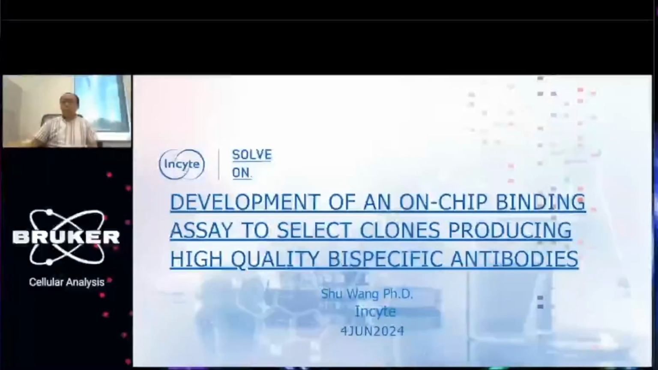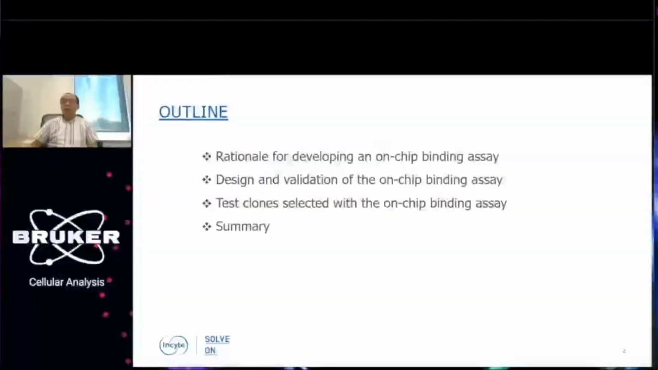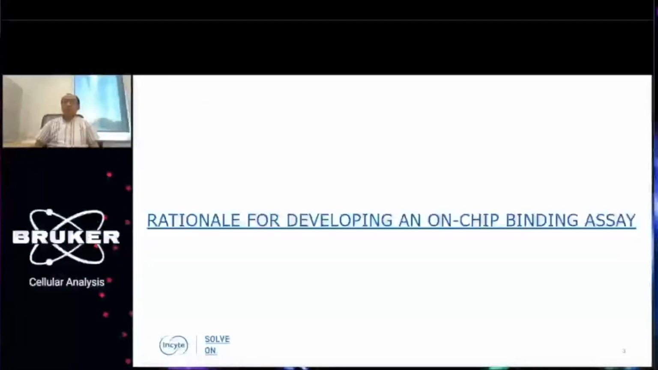Let's go to the outline. I will present rationales for developing an all-chip binding assay, design and validation of the all-chip binding assay, test clones selected with the all-chip binding assay, and summary. Let's go to the first part: rationale for developing an all-chip binding assay.